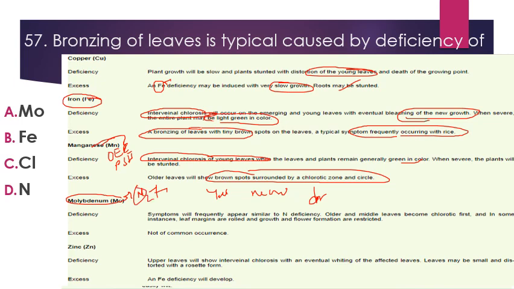Next is molybdenum, which is very important for nitrogen fixation. It is involved in nitrogen fixation. So its deficiency will frequently appear similar to nitrogen deficiency. Older and middle leaves become chlorotic first, and in some instances leaf margins are rolled and growth and flower formation is restricted. That ultimately leads to loss of yield. Its excess is not of common occurrence.